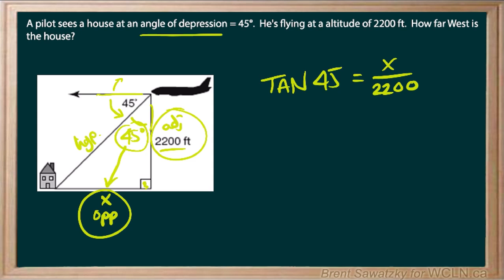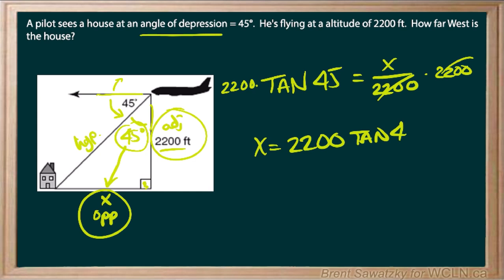We're currently dividing by 2,200. So let's multiply by 2,200, and whatever we do to one side, we do to the other. And so these cancel out. We're left with x is equal to 2,200 tan 45. And we can pull out our calculator.